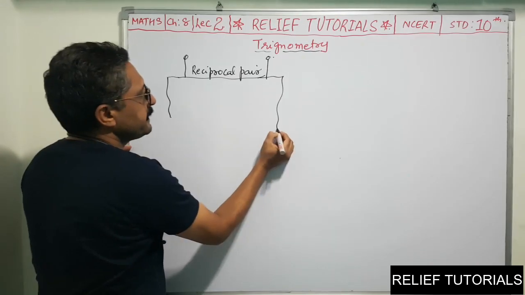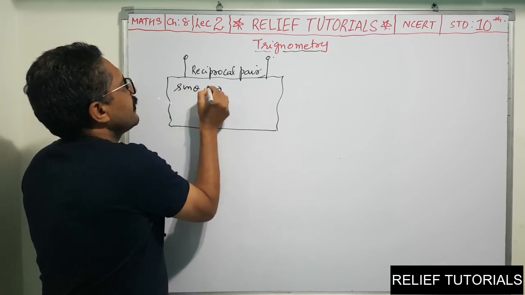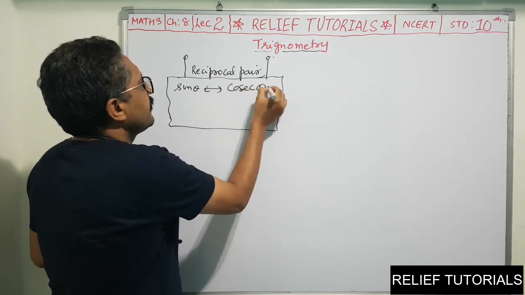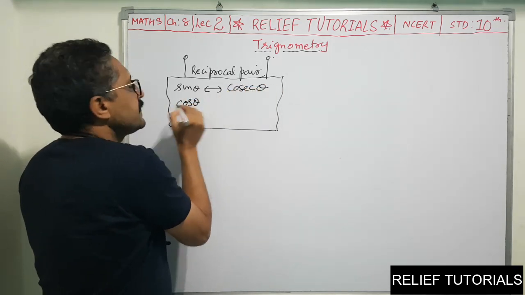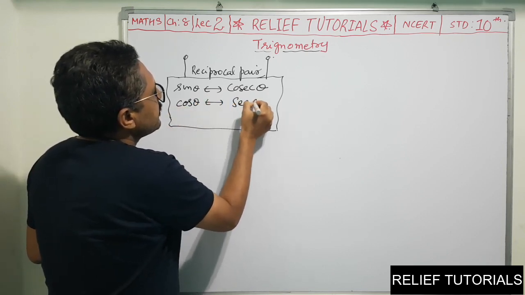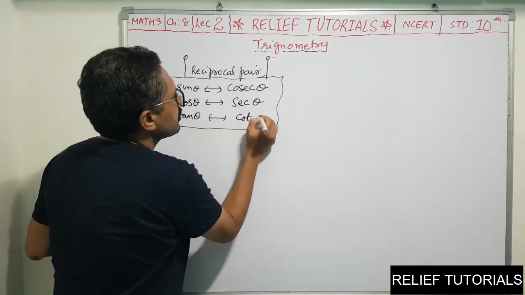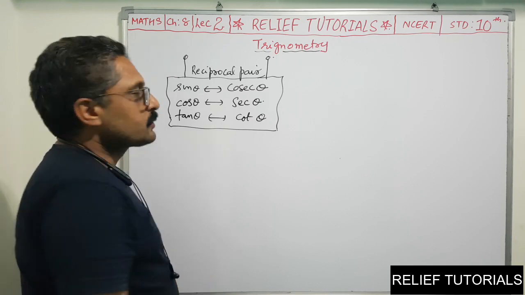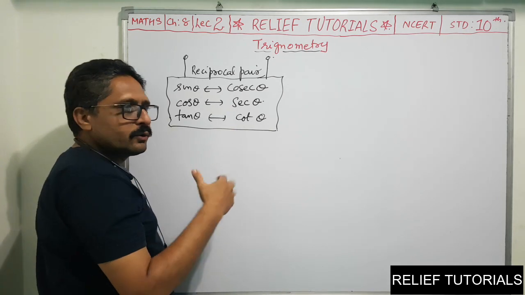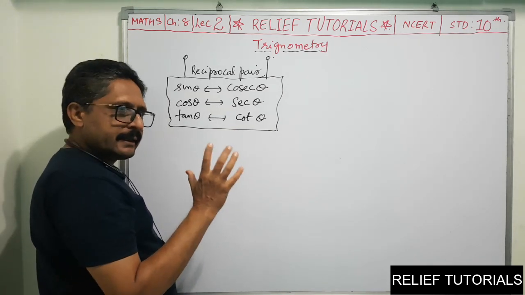Like I told you, sine theta: the reciprocal of sine theta is cosec theta. Cos theta, the second basic trigonometric ratio, has its reciprocal pair sec theta. The last, tan theta, has its reciprocal pair cot theta. So the reciprocals are sine and cosec, cos and sec, tan and cot. I told you, you have to remember this in a pattern.